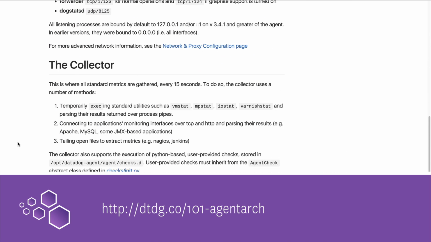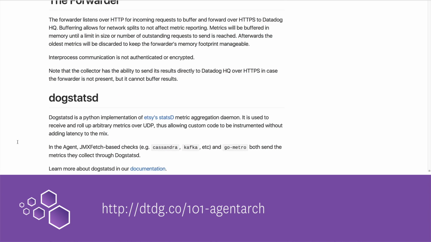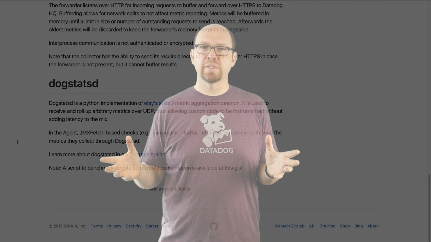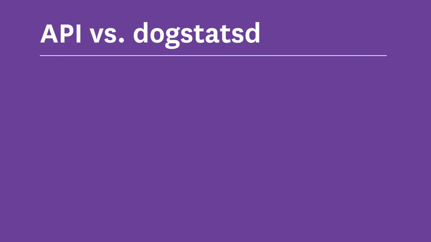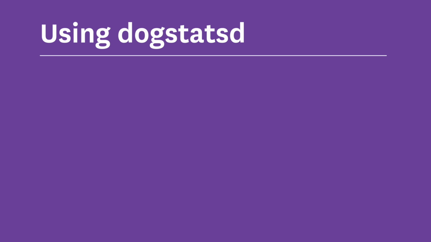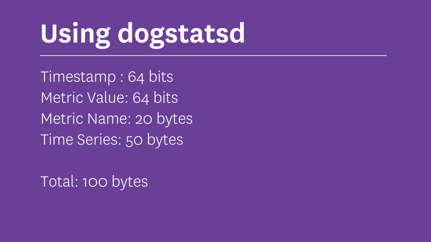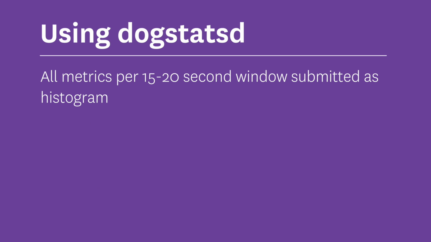Now that you know about the different components of the agent and the various libraries available, you might be wondering, why would you want to use dogstatsd versus using the API directly? The biggest benefit of using dogstatsd is that your network traffic will be significantly lower. Note that when submitting metrics via dogstatsd, we're going to generate a histogram and submit that on each flush of the forwarder, which is about every 20 seconds.